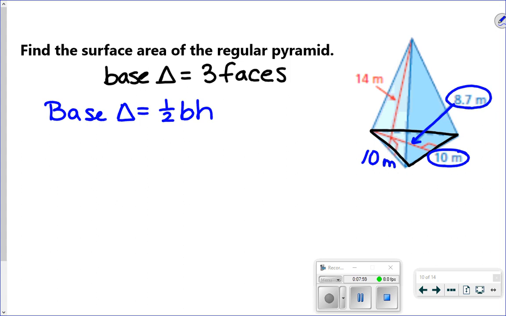Okay, so I'm going to use base is 10, times 8 and 7/10, 8.7. And then I'm going to do that divided by 2. All right, so let's see. 10 times 8.7, that would be 87. And then when I divide that by 2, I would get 43.5. That's the area for my base triangle.